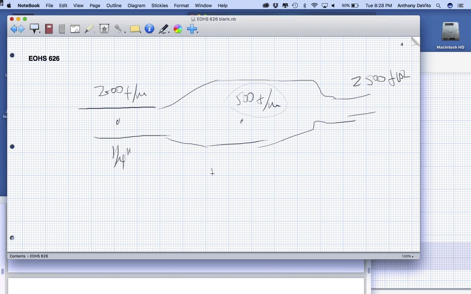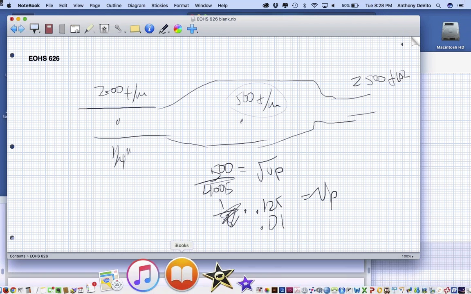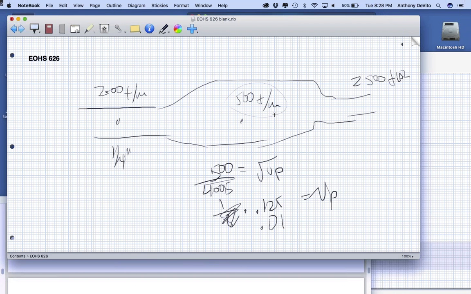The velocity is going to be equal to 500 feet per minute. It's going to be equal to 4,005. I'll move to 4,005 here, right? It's going to be equal to the square root of velocity pressure. So I'm going to square both sides. That's going to be roughly 1 over 8, right? 0.125. And I'm going to square both sides. So the velocity pressure is equal to the square of that, which is very low, 0.01, something like that. It's going to be very low velocity pressure. It's not real fast air moving through here.